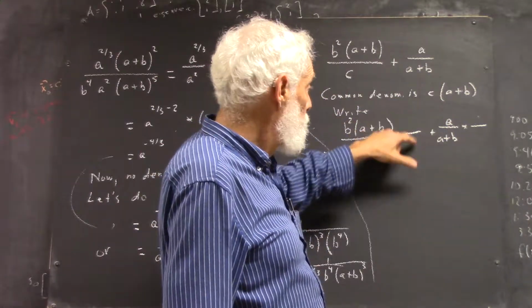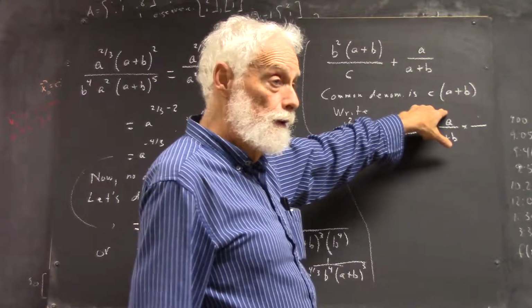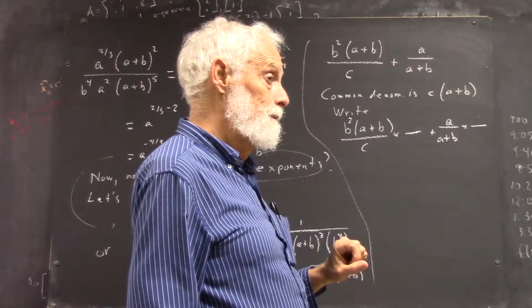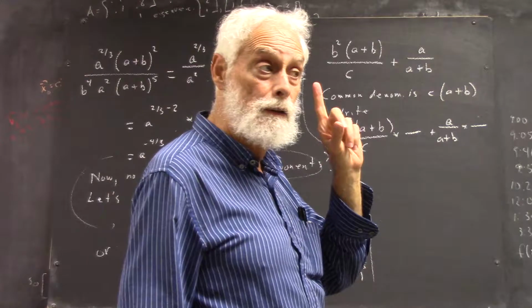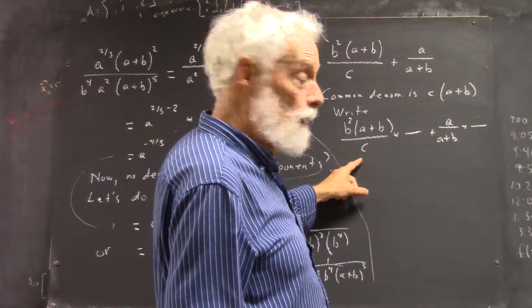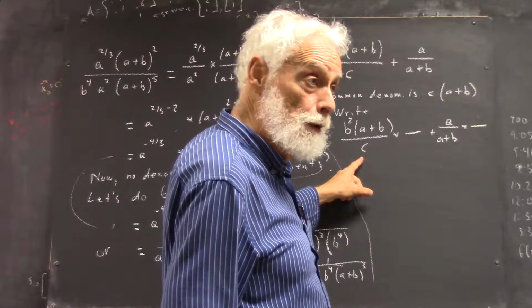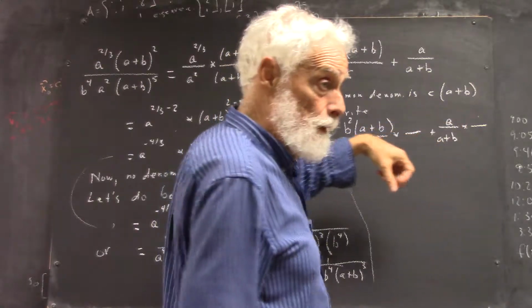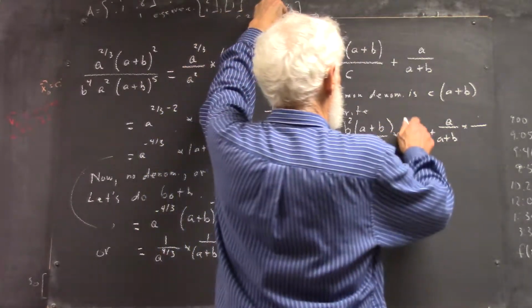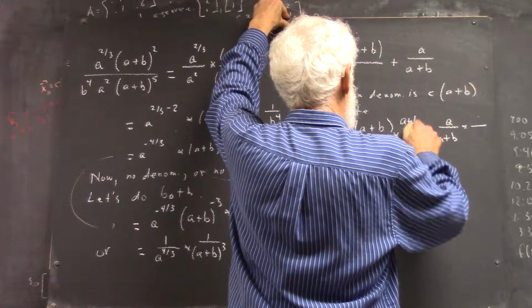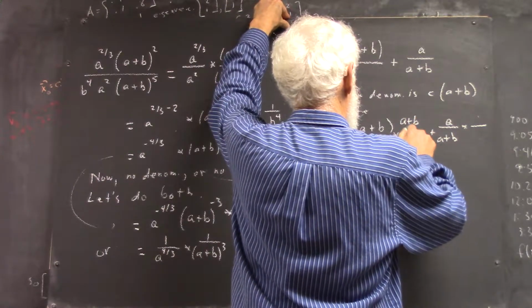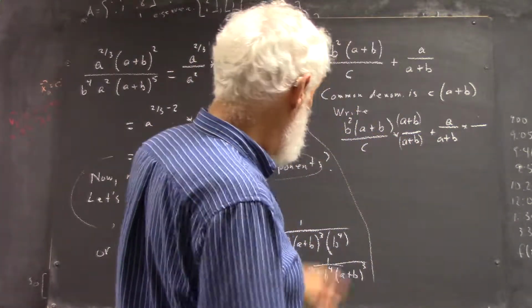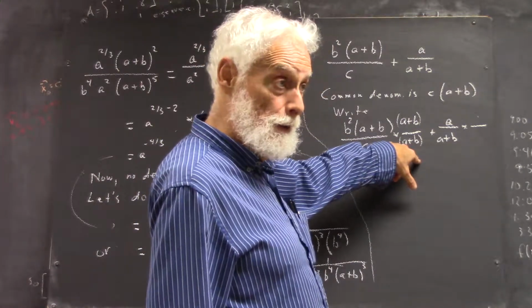So what would we multiply by here in order to make the denominator into this? C? No, we've already got C here. If we multiply by C over C, we're going to end up with C squared. We want the denominator to be this. So we have to multiply by A plus B over A plus B. I'll put parentheses around those A plus B's because it's a good idea. Now our denominator is going to be C times A plus B.